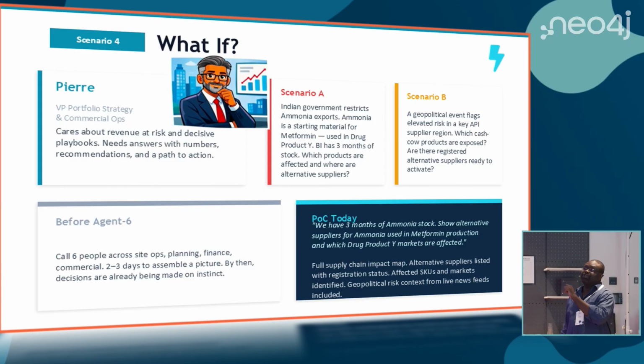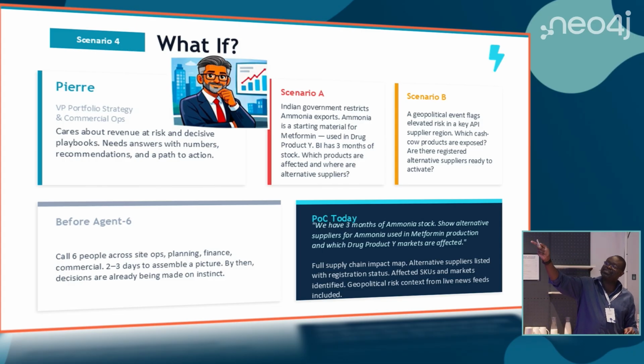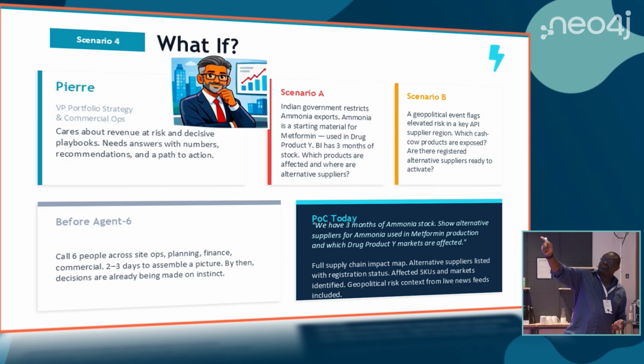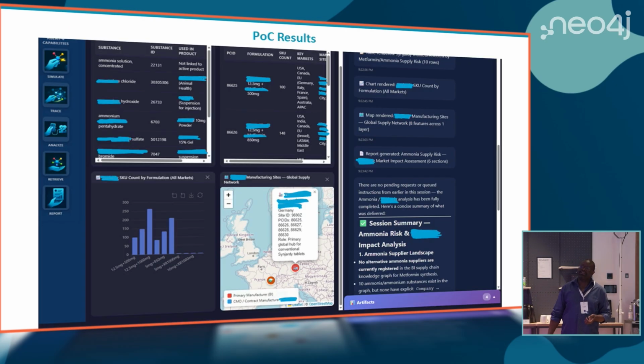And then the last one here, geopolitical events, elevated risk in key API supplier region: which cash cow products are exposed? The Indian government restricts ammonia exports, right? Ammonia is a starting material used in some product Y. BI has 3 months of stock. Which products are affected? Again, you can do this kind of thing, right? It will list all the SKUs that have a dependency on ammonia or for which it's a component.